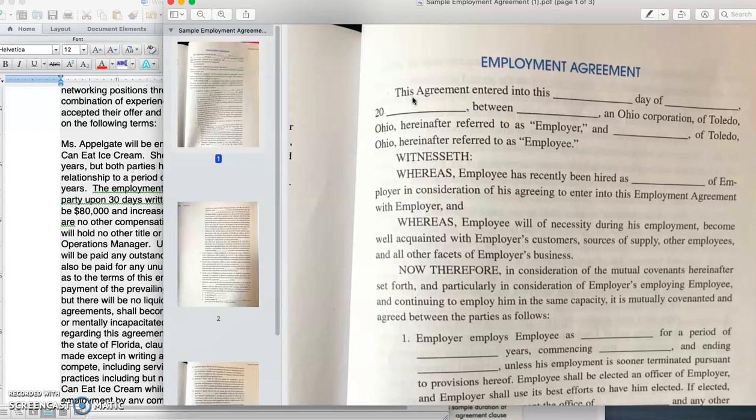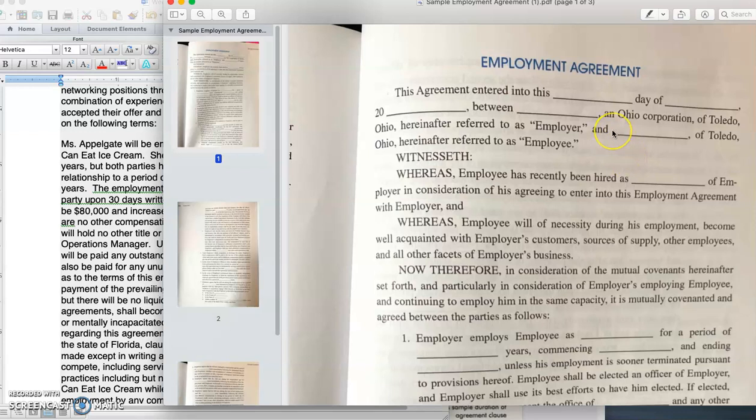And then you would write the applicable people, right? All You Can Eat Ice Cream, a Florida general partnership. You should not be referring to any Ohio corporation of Toledo. That is irrelevant, right? This employment agreement is just a sample. You need to remove information that is not accurate to your client and or the fact pattern that you're drafting the contract for, and make it applicable to the relevant parties.